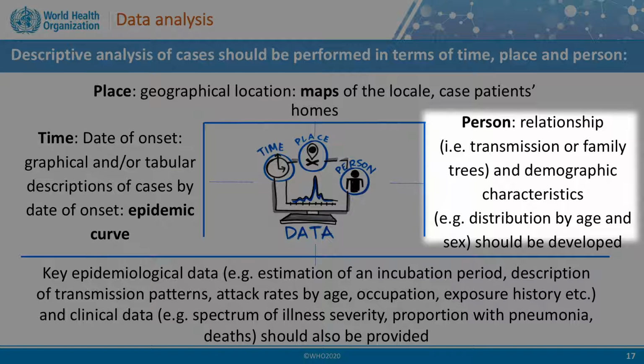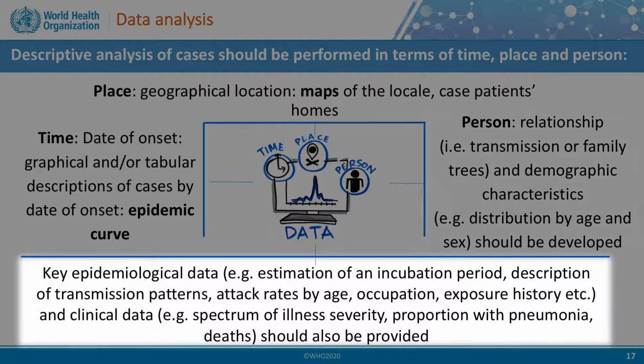Person: what are the relationships and the demographic characteristics between the patients that are identified? Using this data, you can calculate key epidemiologic information such as estimating the incubation period, describing transmission patterns, looking at attack rates by age, and looking at whether certain exposures or occupations are important for transmission. And looking at clinical data will help you better describe the spectrum of illness, so how many of the individuals have mild disease versus severe disease, potentially looking at the proportion of individuals that have pneumonia, and especially understanding which proportion of the cases that have been identified have died.